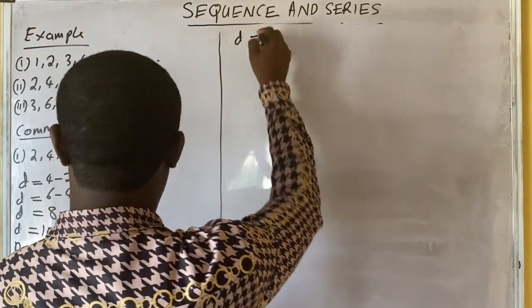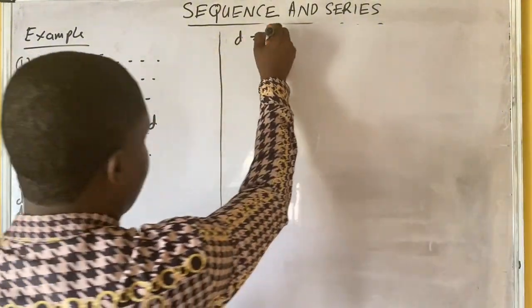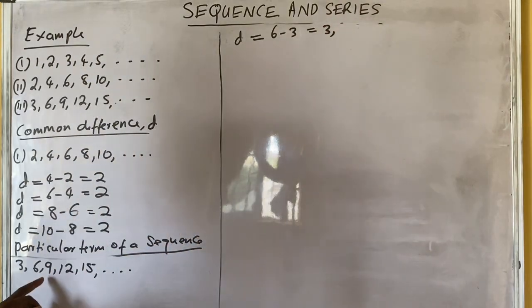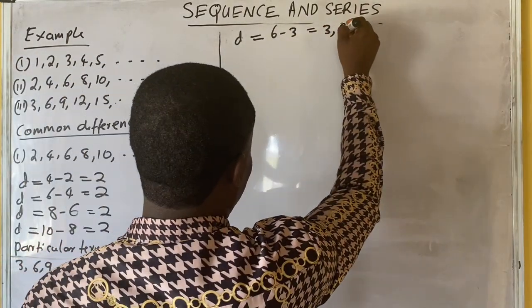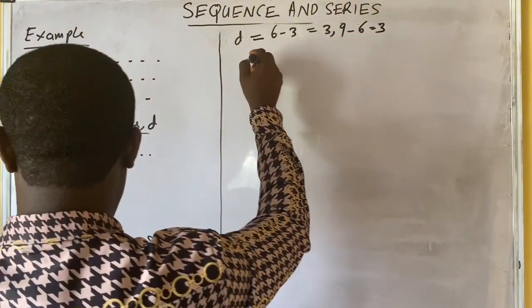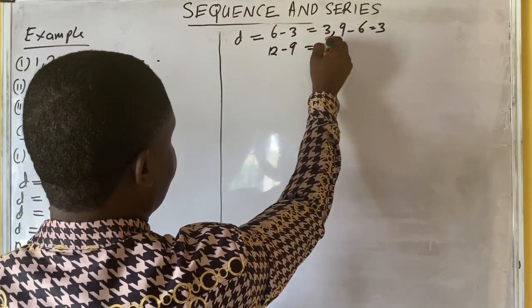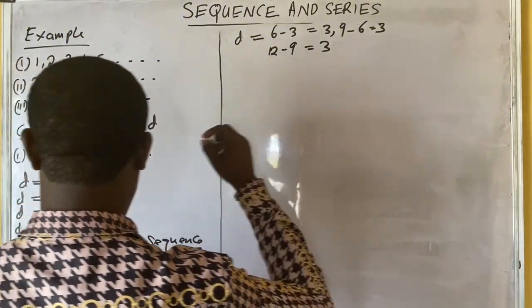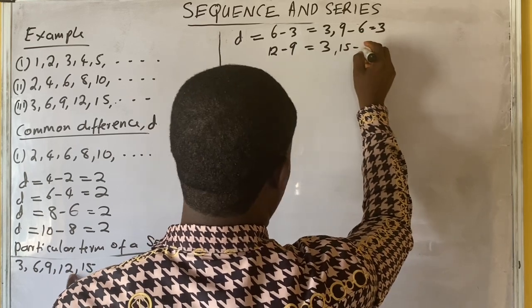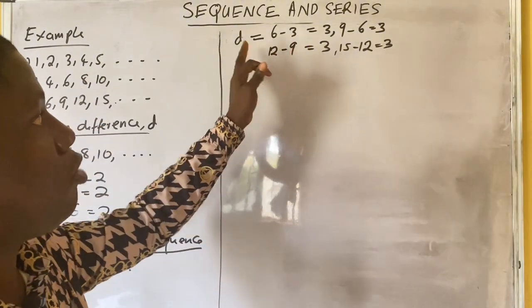Our common difference is equal to what? Let's look at it. 6 minus 3, the second term minus the first term, which is equal to 3. Or we have the third term minus the second term, which is 9 minus 6, which is also equal to 3. Or the fourth term, which is 12, minus the third term, which is 9, and this will give us 3 as well. Or the fifth term, which is 15, minus the fourth term, which is 12, and this will also give us 3.